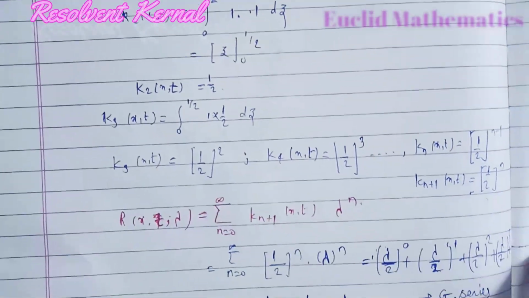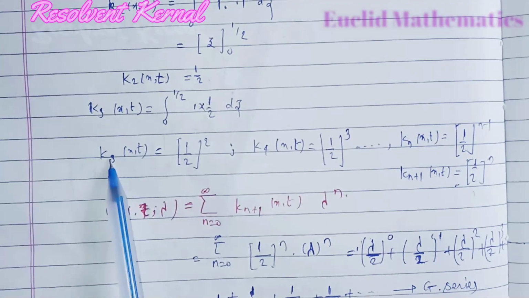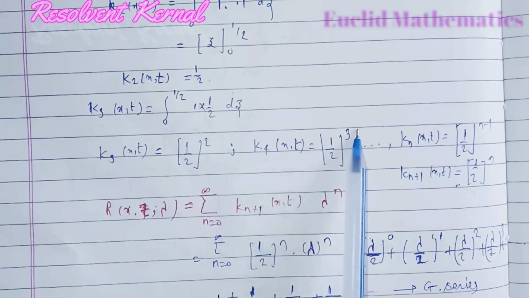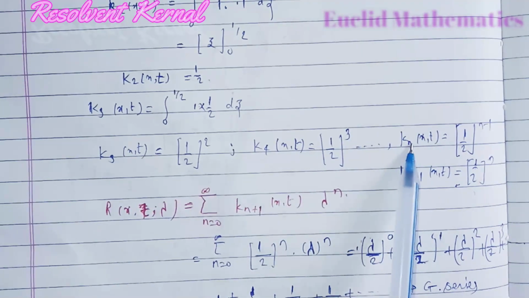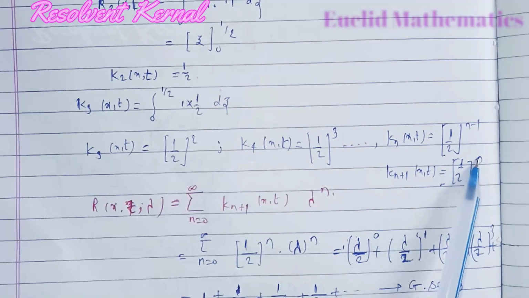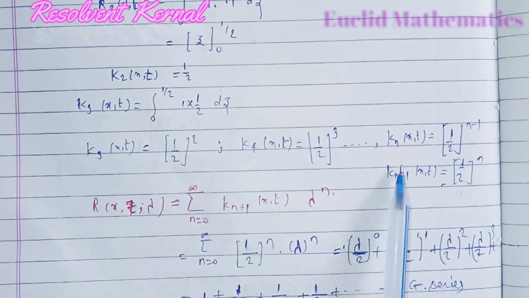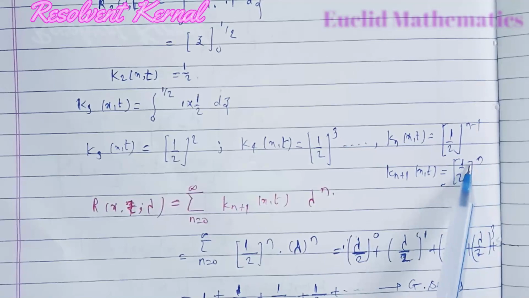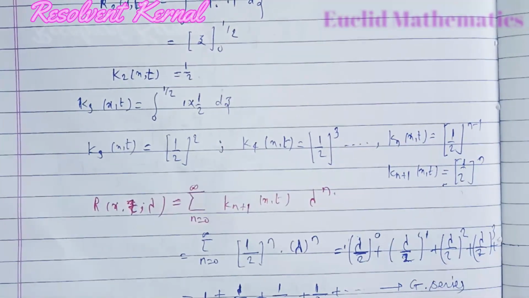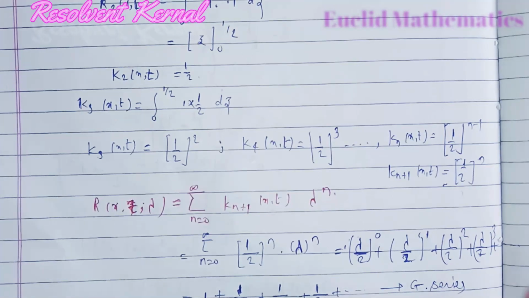Here the third element gets the power 2. So k3 is given power 2, k4 is given power 3. Similarly, kn gives power n minus 1, and kn plus 1 gives power n. So I got the value for kn plus 1 of xt as 1 by 2 to the power n. This is only the iterated kernel. For finding a resolvent kernel, we need the iterated kernel first.